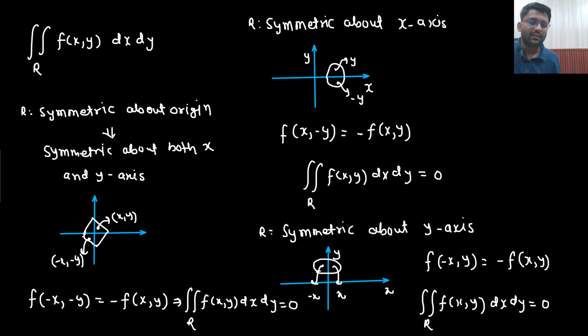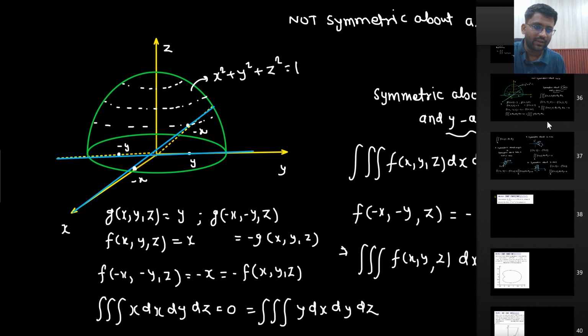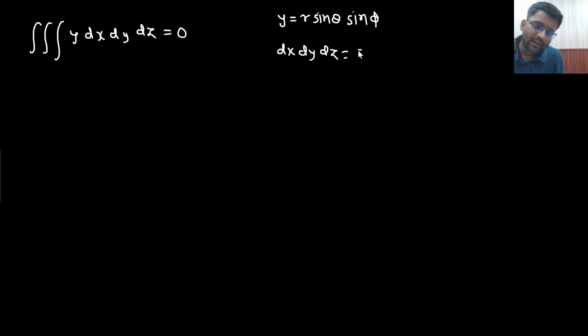What I am saying is that if you calculate y dx dy dz, you follow the same procedure. What procedure will you follow? Sir, y equals r sin theta sin phi you will put, and dx dy dz you will put as r square sin theta dr d theta d phi.